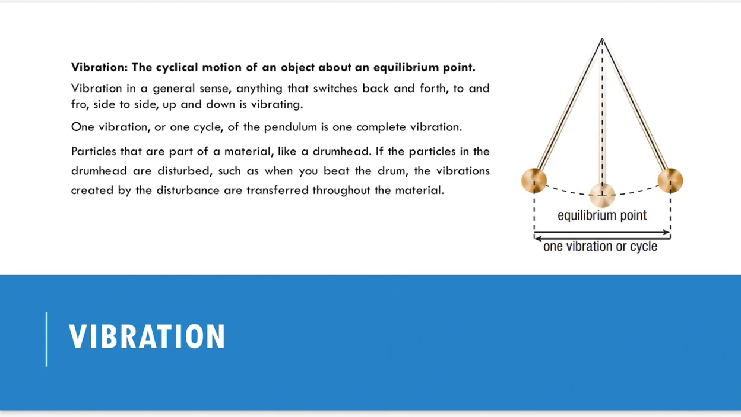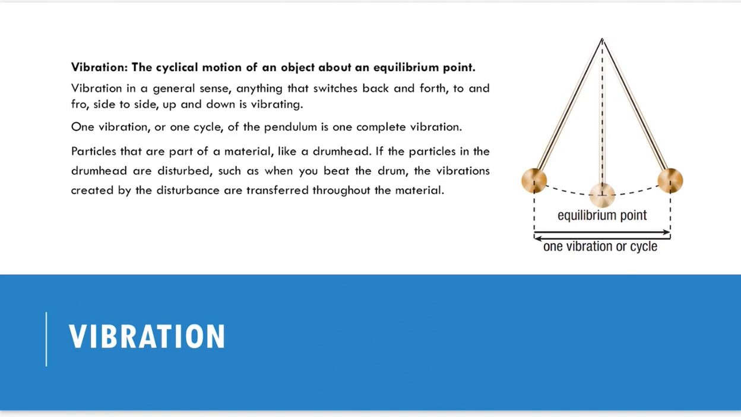So these objects move back and forth about a middle point. This is called an equilibrium point, as we see in the image on the right, or rest position. When the motion stops, the object returns to this point. So if you stop the pendulum that's swinging in this image, it will hang straight down at the equilibrium point.